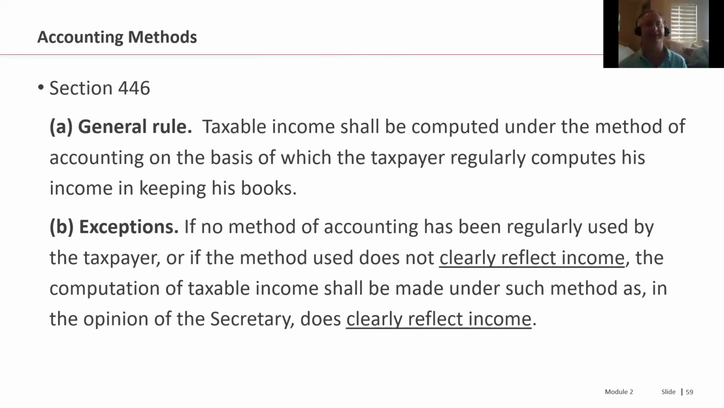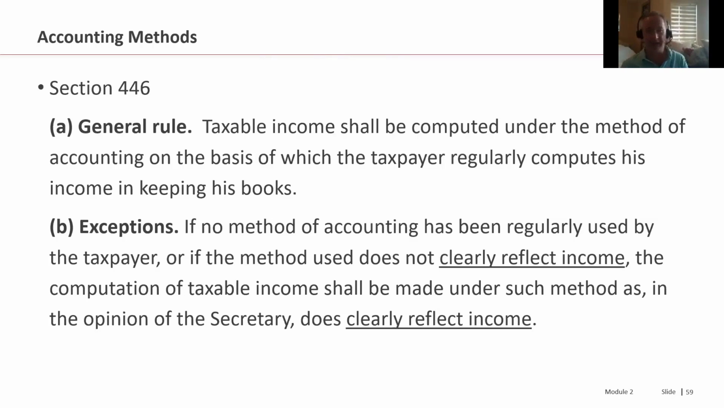So 446 provides the general rules for when you recognize income. And it says taxable income shall be computed under the method of accounting on the basis of which the taxpayer regularly computes his income in keeping his books. However, there are exceptions. If no method has been regularly used, or if the method does not clearly reflect income, then such computation of taxable income shall be made under such method as, in the opinion of the Secretary, which is the Secretary of Treasury, does clearly reflect income.